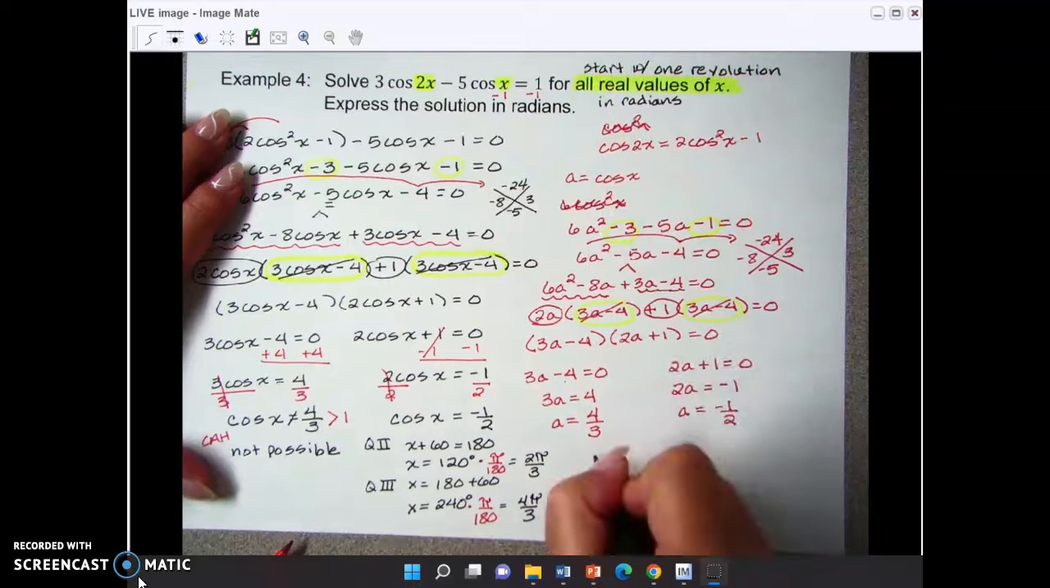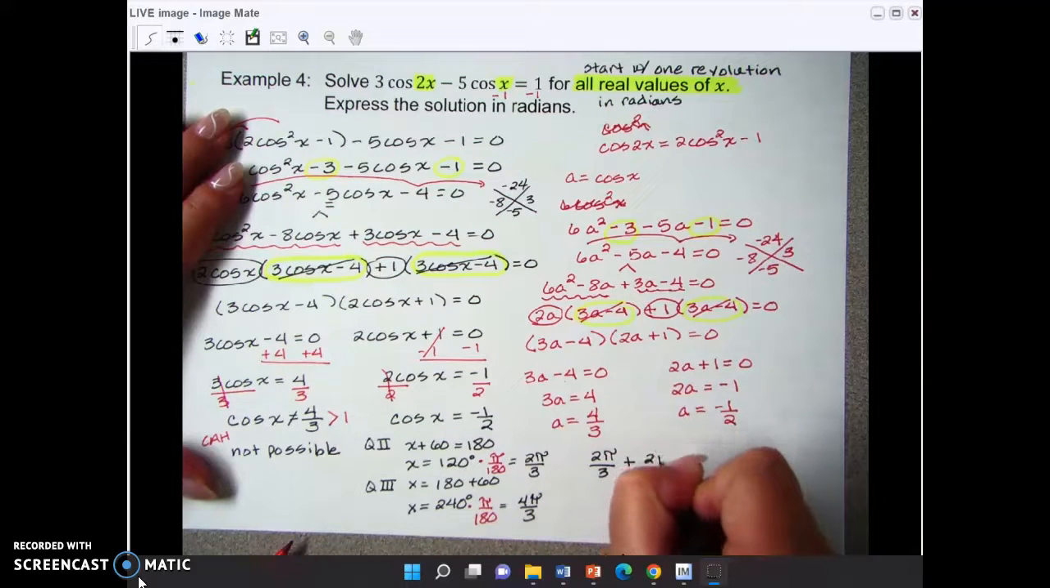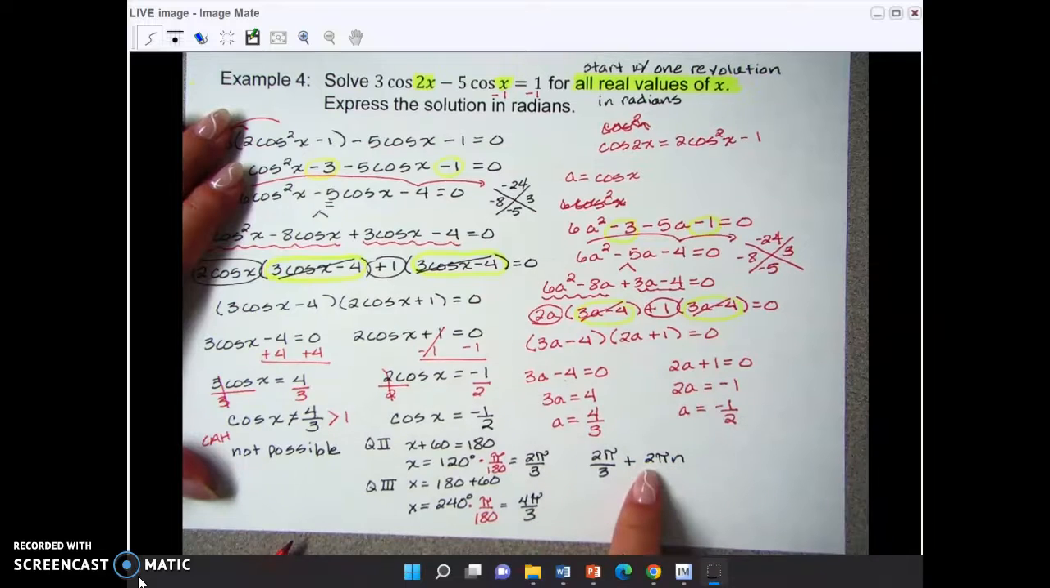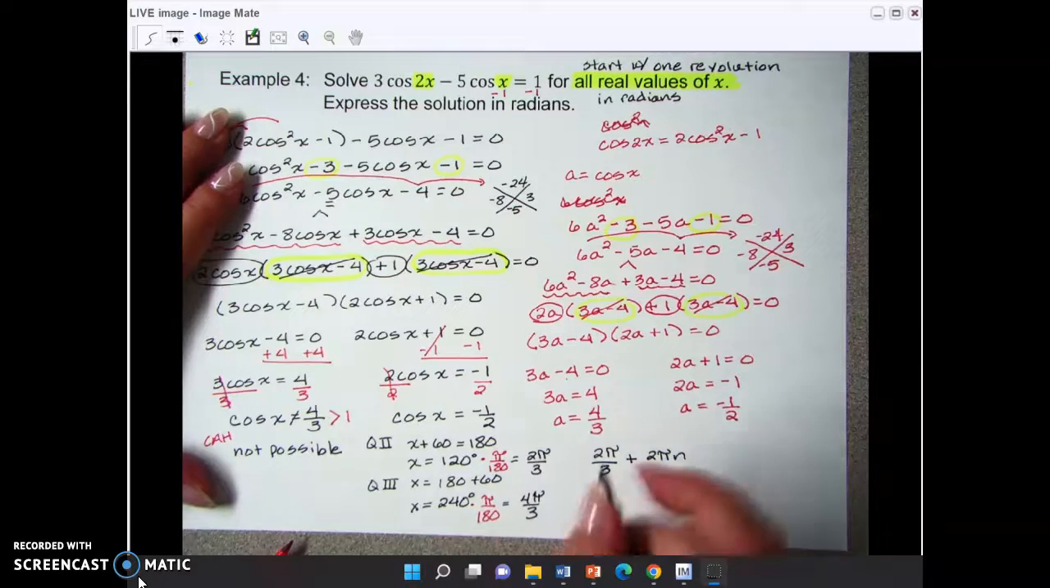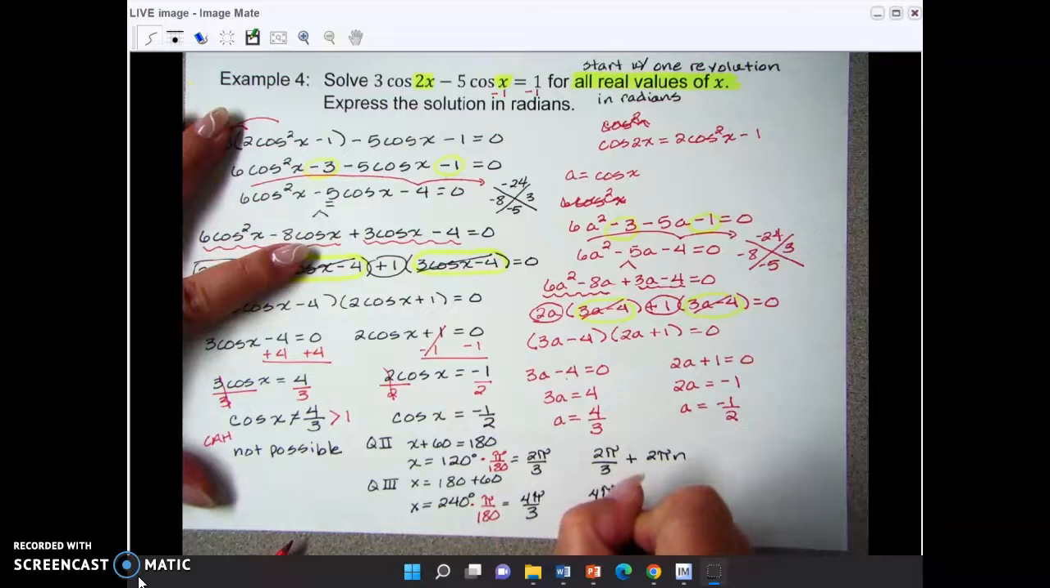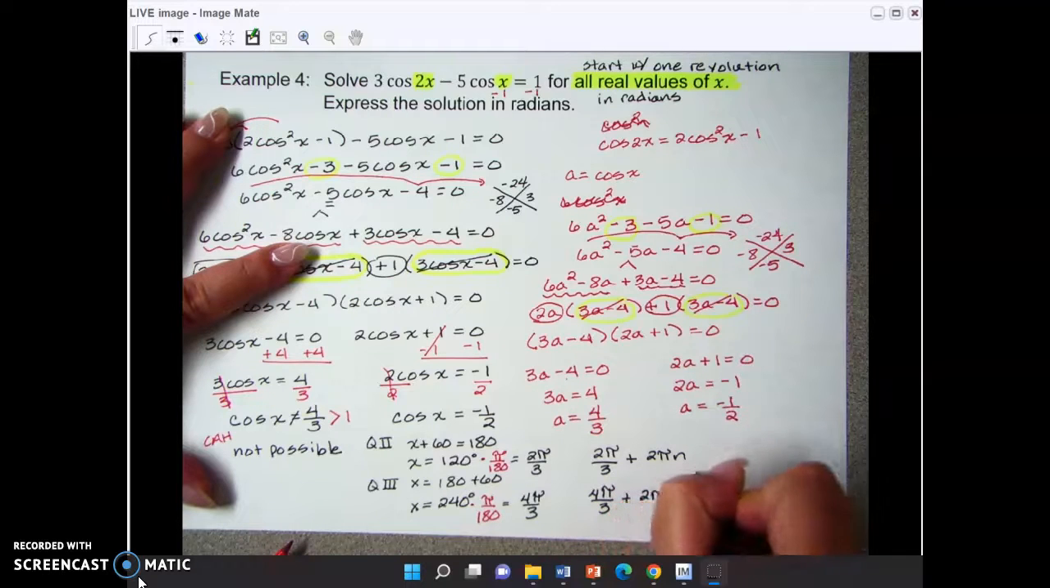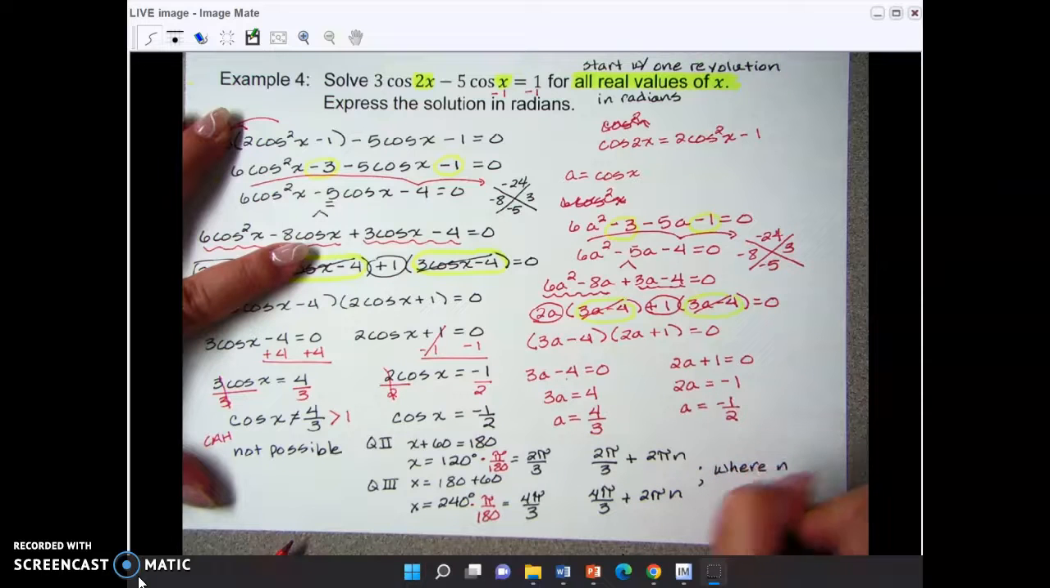So typically we're going to want to put it in radians. And so I'm going to use this 2 pi over 3, and I'm going to say plus 2 pi n. The 2 pi is a single revolution, and n is the number of times I'm going around, positive in the counterclockwise way or negative going clockwise. And then the same here, I'm going to say 4 pi over 3 plus 2 pi n. And in both cases, n is an integer.